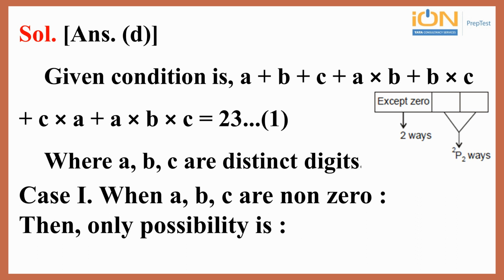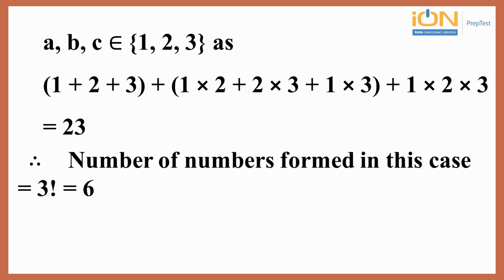You are given the condition that A plus B plus C plus AB plus BC plus CA plus ABC is equal to 23. Let's call that equation 1, where A, B, C are distinct digits. Let's go by cases. Case 1: if A, B, C are all non-zero, the only possibility is that they have to be 1, 2, 3. As you can see, the least values of A, B, C give us 1 plus 2 plus 3 plus 1 into 2 plus 2 into 3 plus 1 into 3 plus 1 into 2 into 3, which has to be 23. So that is happening for the least positive values of A, B, C.